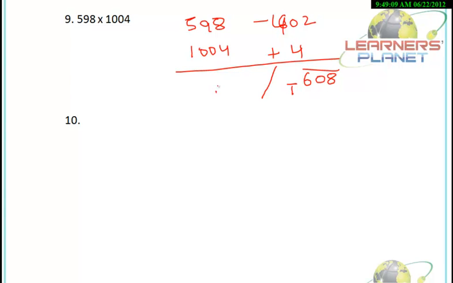Now 598 plus 4 is 602. Okay, now next calculation, we have to deduct 1 from 602, and this negative 1 is also there, so finally I'll be getting 600, and this 608 I have to deduct from 1000, so I'll be getting 392. So the answer is 600392. Similarly, you can practice more examples, and the more you practice, the more perfect and more confident you will be about the methods. All the best.